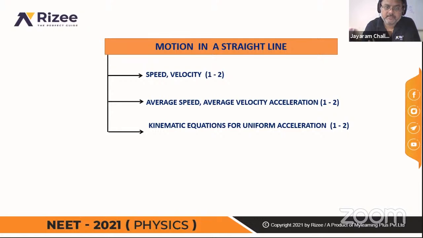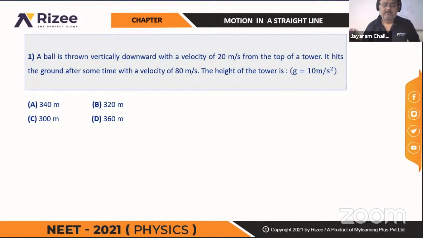This particular topic. So we'll be discussing some of the most important conceptual questions regarding speed, velocity, average speed, average velocity, accelerations, and uniform acceleration and non-uniform acceleration situations. Coming to today's first question, the ball is thrown vertically downwards.